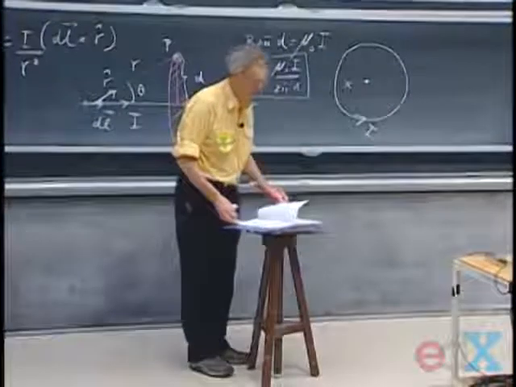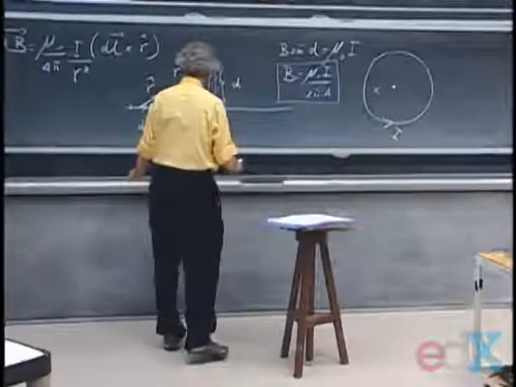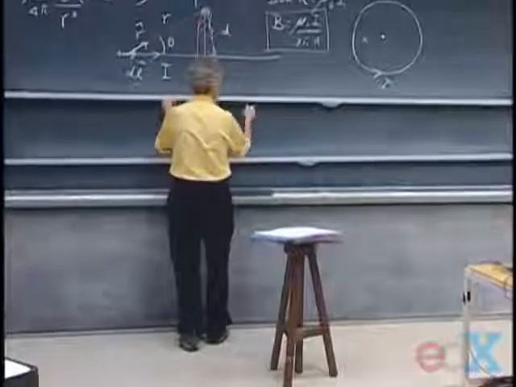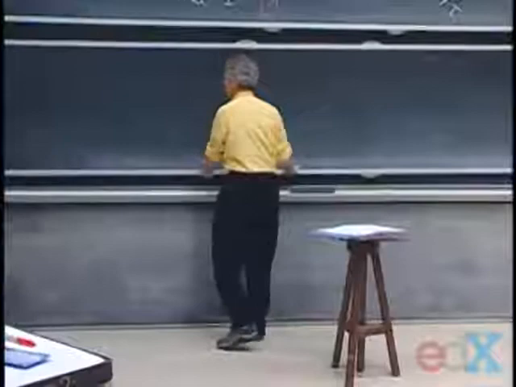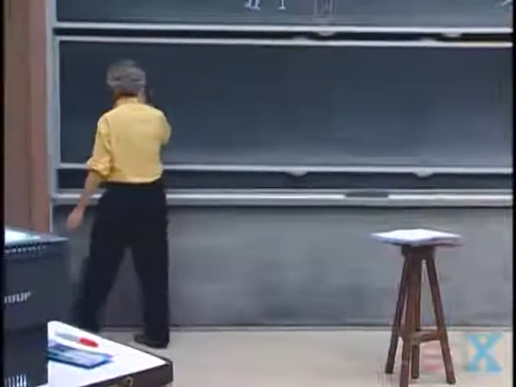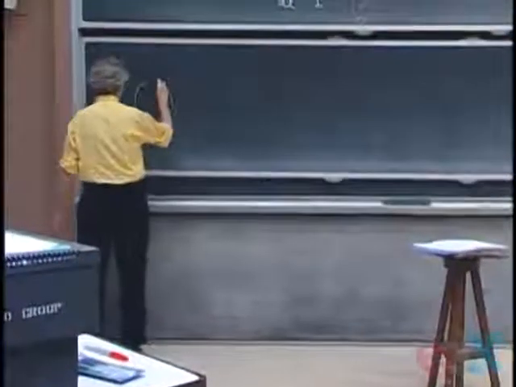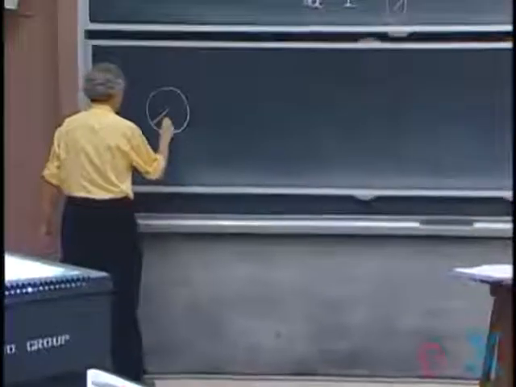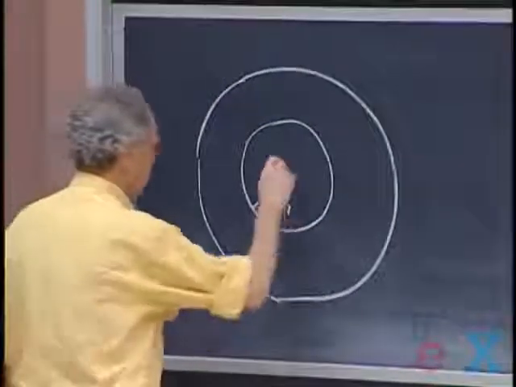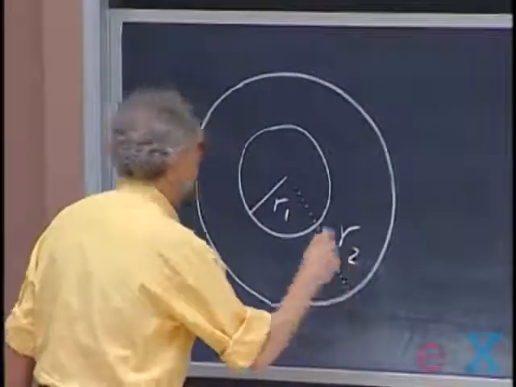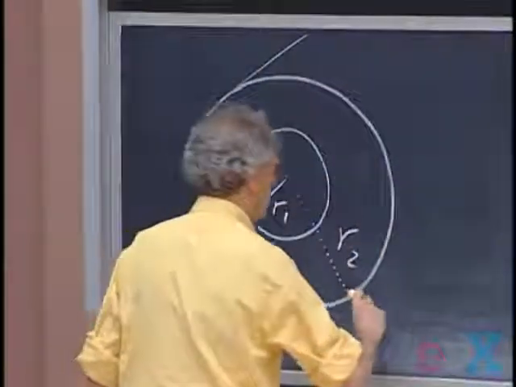So let's now turn to Ampere's law and do a few problems with Ampere's law. We need cylindrical symmetry with very few exceptions. I have a hollow cylinder here, radius R1, concentric. Another cylinder with radius R2. These are very long cylinders.